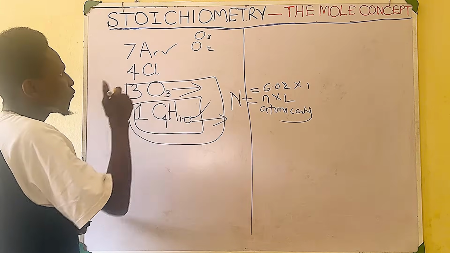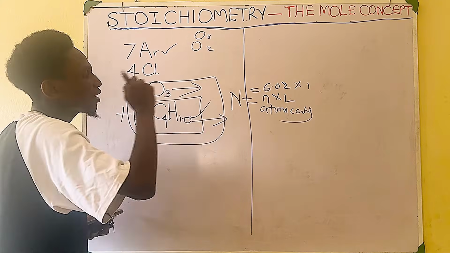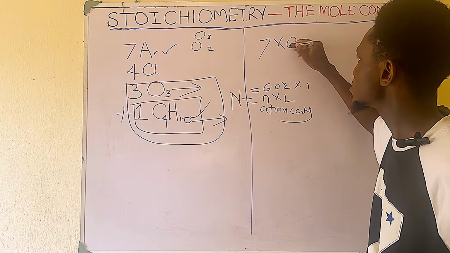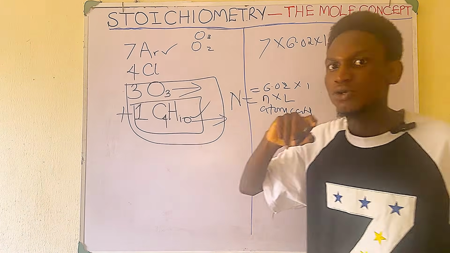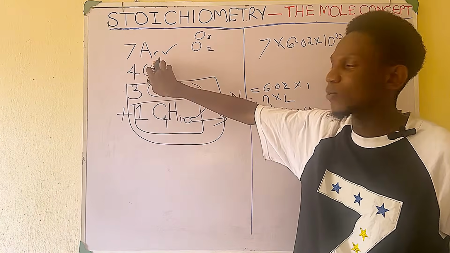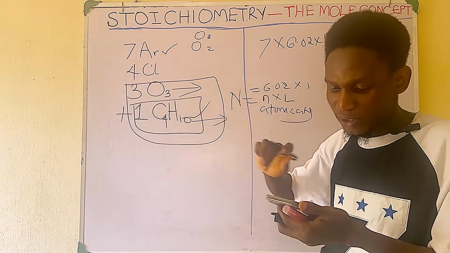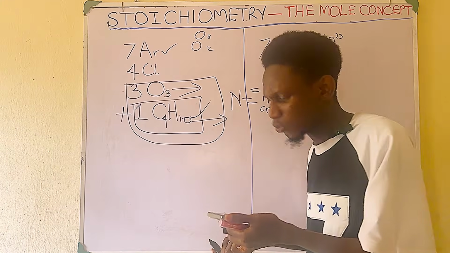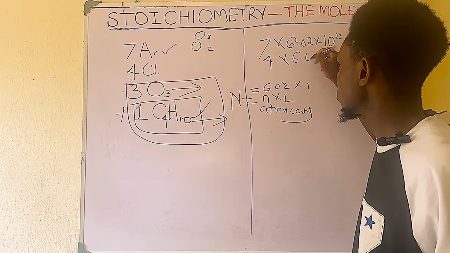So what do you do now? For argon, the number of atoms is just 7 times 6.02 times 10 power 23, because it exists as an atom. Chlorine now, is it chlorine molecule they said here? 4 moles of chlorine. They don't say molecule, so let's just assume they're talking about atoms.